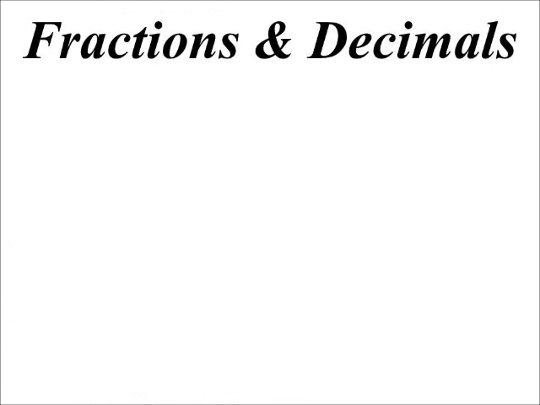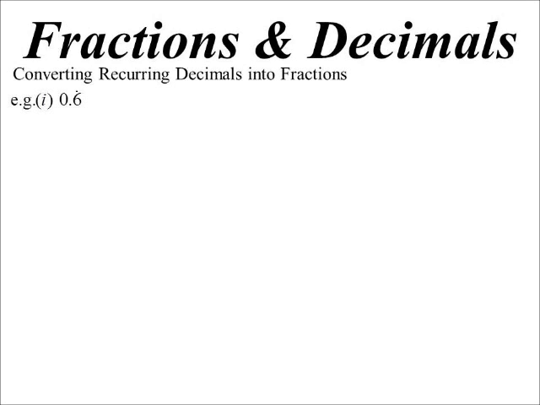Let's have a look at fractions and decimals. Now, I'm going to look more interestingly at converting recurring decimals into fractions. Turning fractions into decimals is relatively simple because, of course, the vinculum simply means divided by. So if you want to work out what 3/4 is, you could say, what's 3 divided by 4? And it comes up with 0.75.